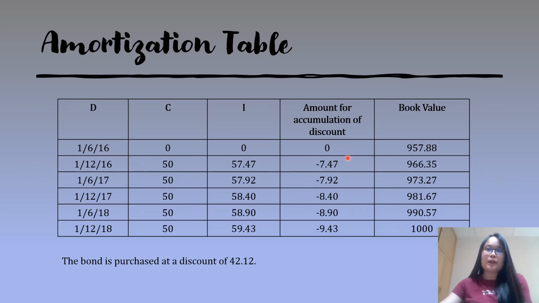This value has to be added to the book value of the bond. So we take the previous book value minus this value, minus a negative, so plus this value, and we get 965.35 at T equals 1. As we repeat the process, the book value will increase until it reaches the redemption value of 1000. So the bond is purchased at a discount of 42.12, which we get by taking 1000 minus 957.88.